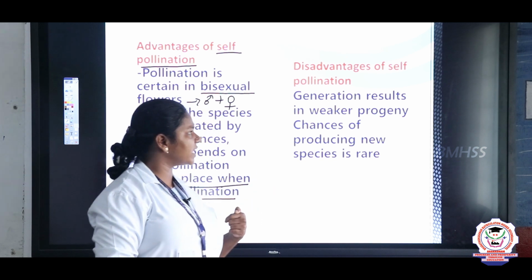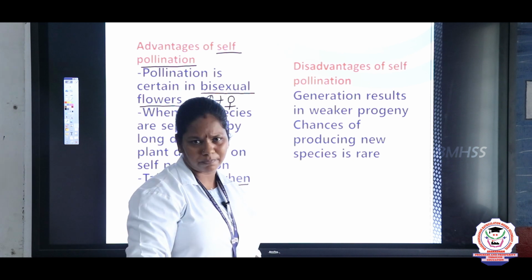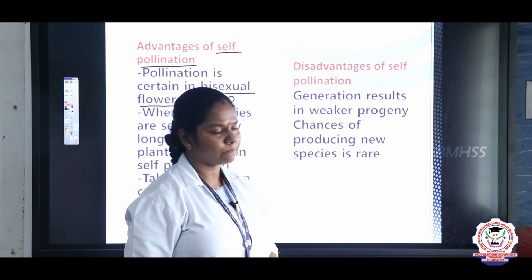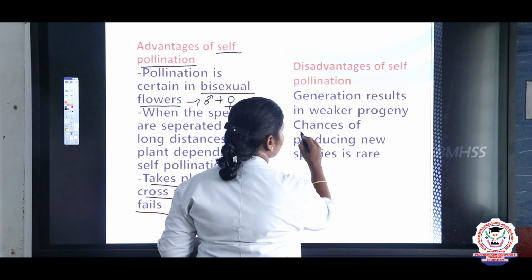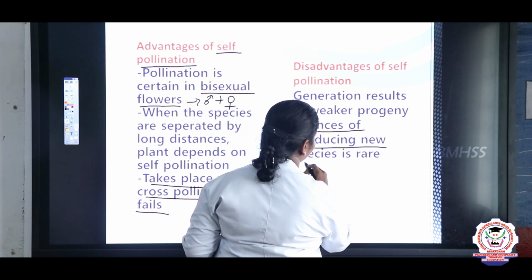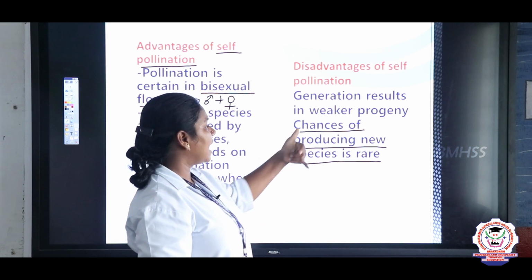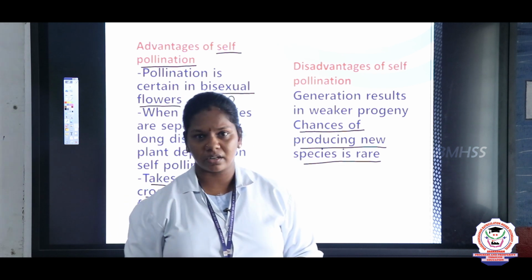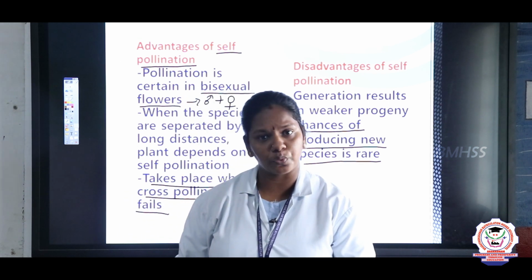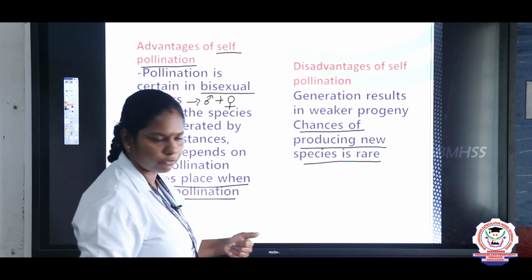And next, disadvantages. What is the disadvantage of self pollination, children? The same type of flowers are produced. That is, the chances of producing new species are very rare. There will be no variation. The same species will be produced, and repeated self-pollination leads to weaker generations. So, these are all the advantages and disadvantages of self-pollination.